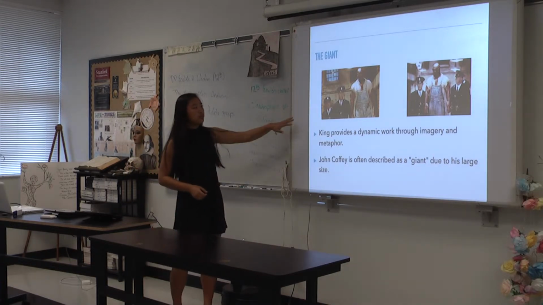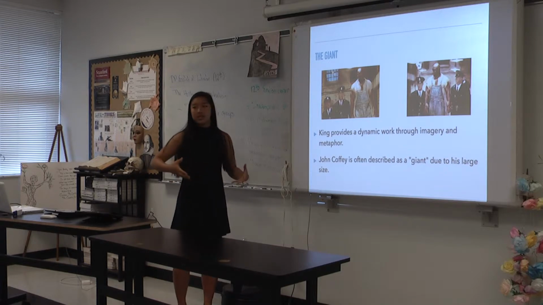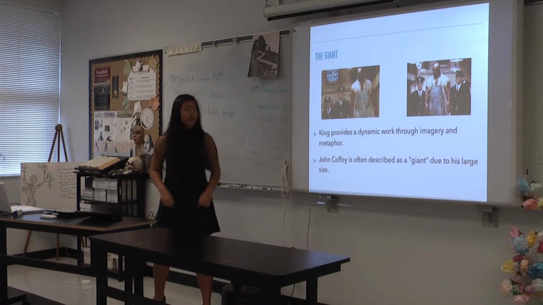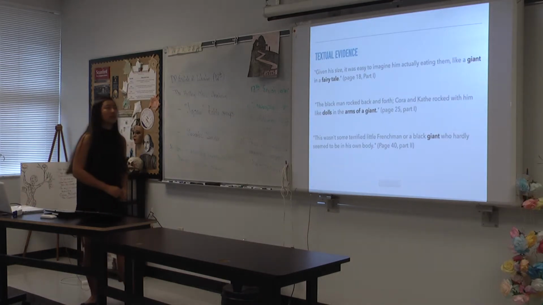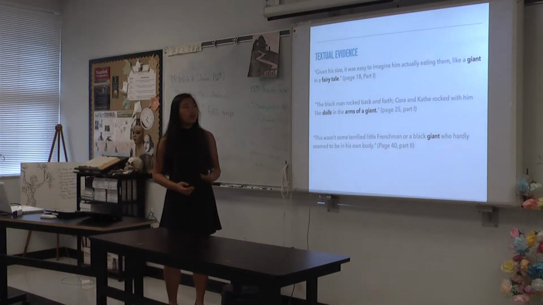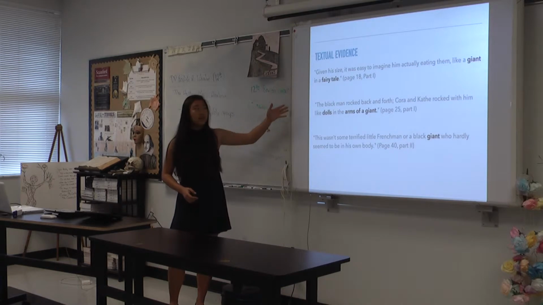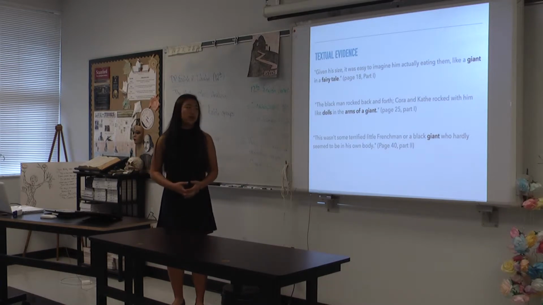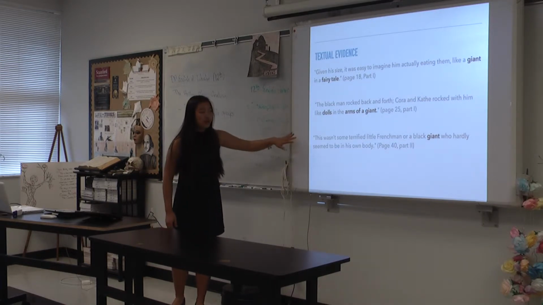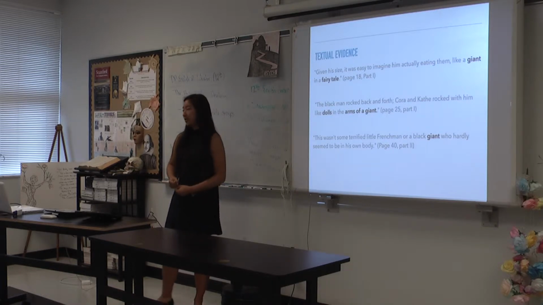And these are images from the film that depict how large he is compared to the guards. They're also framed by 3. And here's some textual evidence. You can see that he's directly called a giant in a fairy tale. And then the Dedrick girls, twins, are described as dolls in the arms of a giant, of John Coffey. And even little Delacroix, the little Frenchman, is described as a little Frenchman next to a black giant, who is John Coffey.